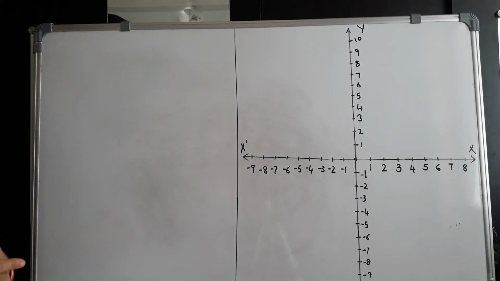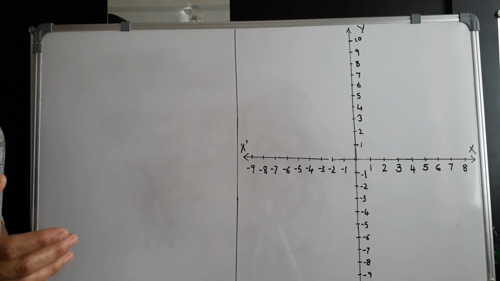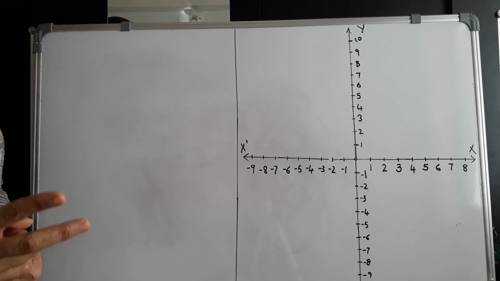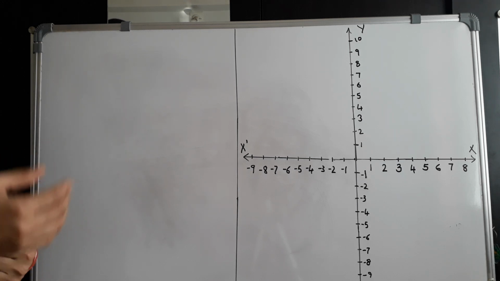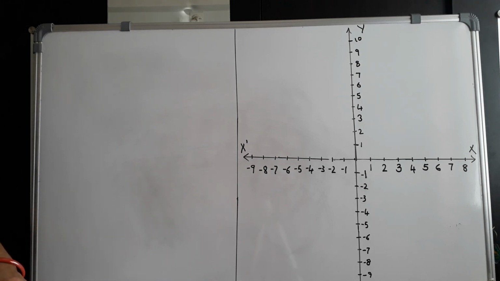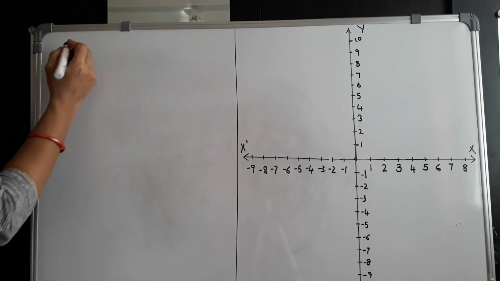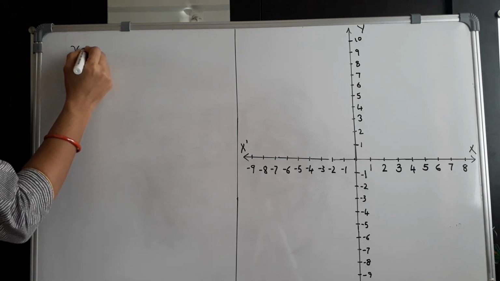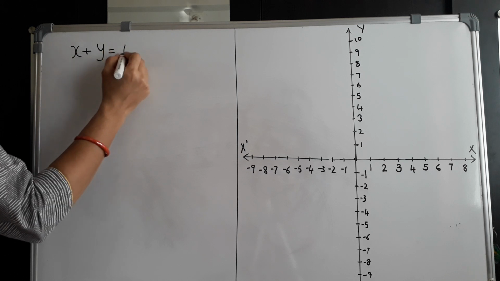In this video, we shall be learning how to plot the graphs of linear equations in two variables. But before that, we know that 2 points determine a unique line. So, it is enough to plot 2 points of any equation. But we shall take 3. Suppose we have an equation x plus y equal to 4.